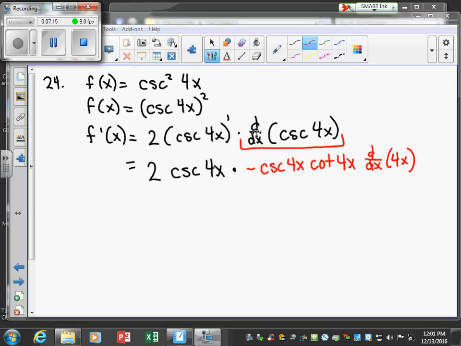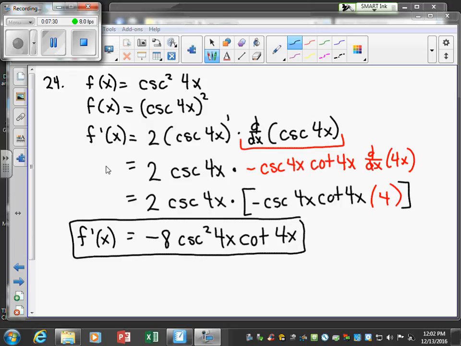Okay, so the derivative of cosecant x is going to be negative cosecant x cotangent x, and then we're going to account for the derivative of this parenthesis, of this 4x right here. Okay, and then simplifying that, we get 2 times that 4 times this negative 1 here, negative 8 cosecant squared 4x cotangent 4x.